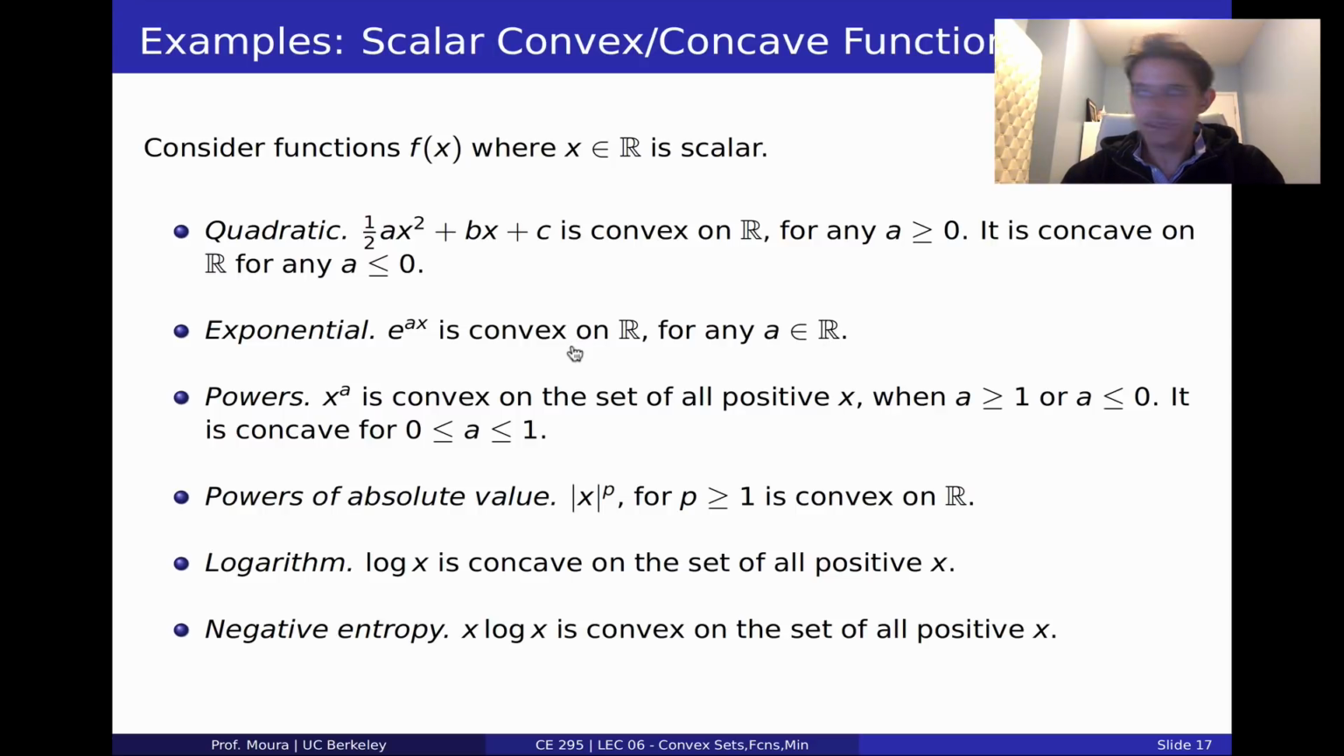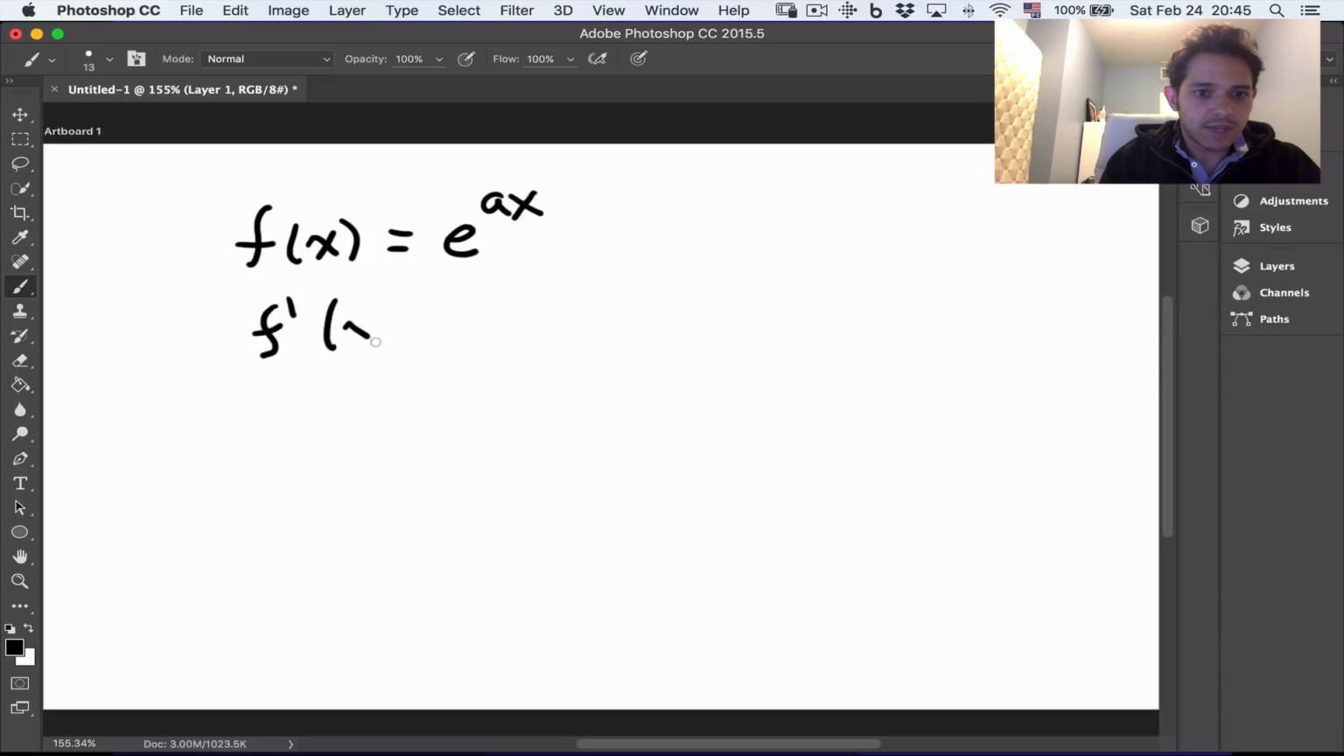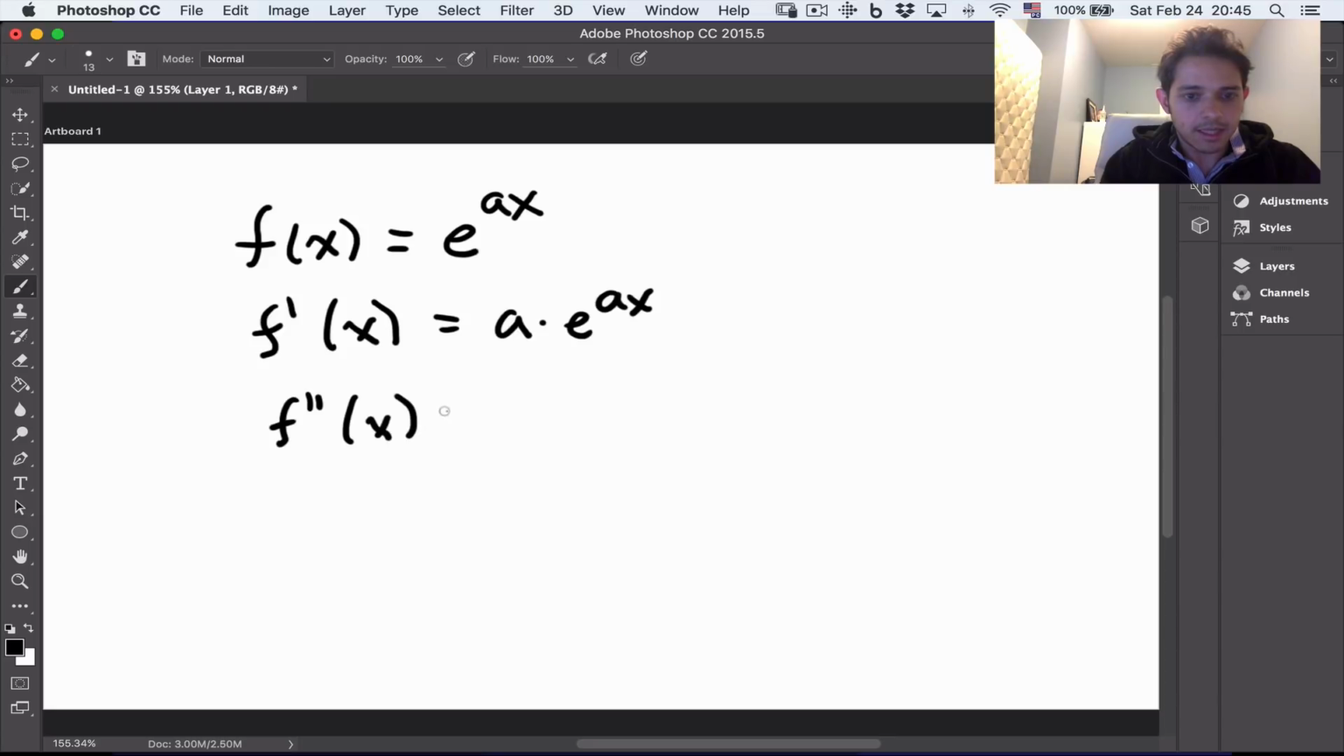So I'm going to go back to Photoshop here. And the function we're now talking about is e to the ax. And one way to show that this is convex with respect to x for all scalars a is to take the second derivative. So if I take one derivative, then I get a times e to the ax, and then two derivatives is a squared times e to the ax.